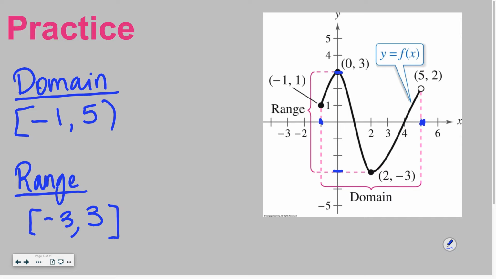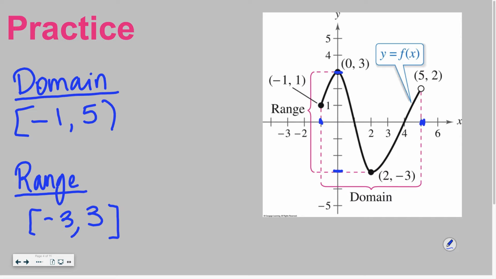Now, I know that there's an open circle right here. That's for y equals 2. But look, we have a y equals 2 over here, so technically y equals 2 is included in our interval, even though there's an open circle there, because there's more than one spot with a y value there.